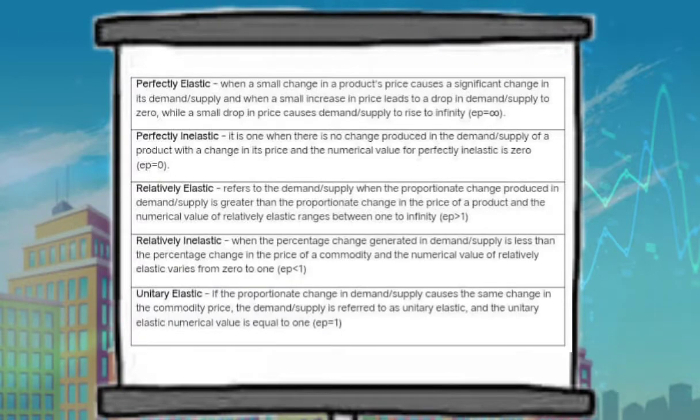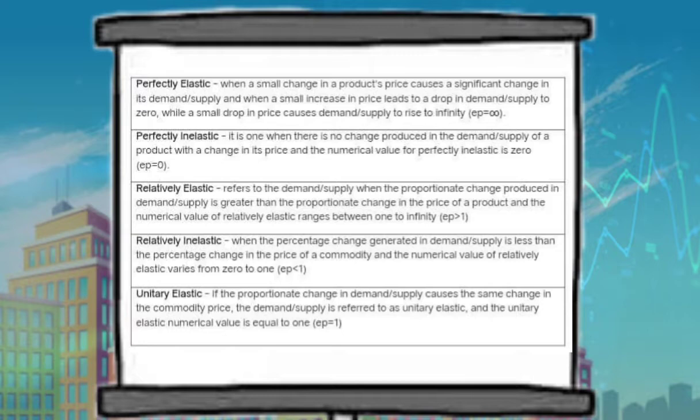To determine the results of our two examples, this is how elasticity of demand and supply works. Perfectly elastic: when a small change in a product's price causes a significant change in its demand or supply, and when a small increase in price leads to a drop in demand or supply to zero, while a small drop in price causes demand or supply to rise to infinity. EP equals infinity.